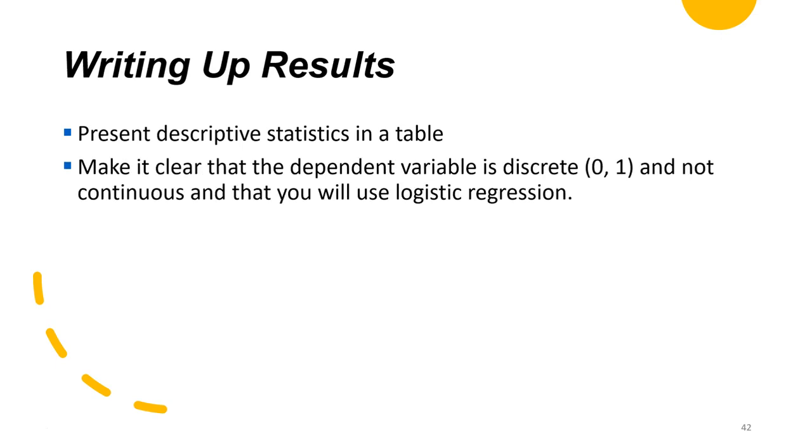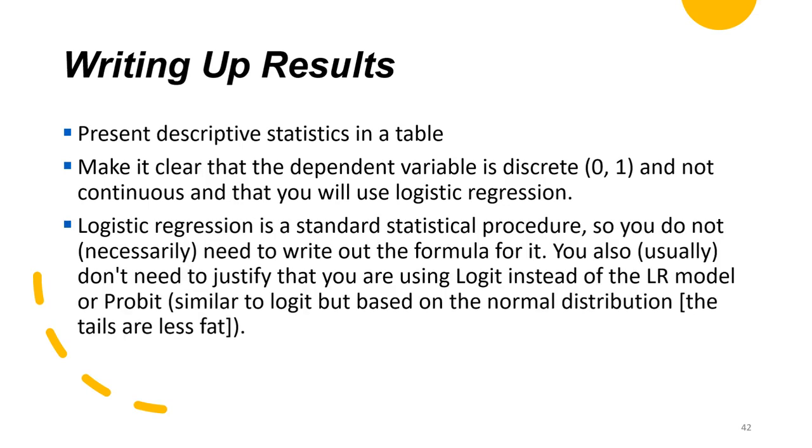When you report your results, you should make sure that you present descriptive statistics in a table as you would with any other statistical analysis. And then you need to make it clear that the dependent variable was discrete, meaning 0 or 1, and not continuous, and that you are using logistic regression. One of the nice things is that logistic regression is a standard statistical procedure, so you're not going to typically need to write out the formula for it. You also usually don't need to justify that you're using the logit function instead of the LP model or the probit, which is similar to logistic but based on the normal distribution, giving you flat tails.